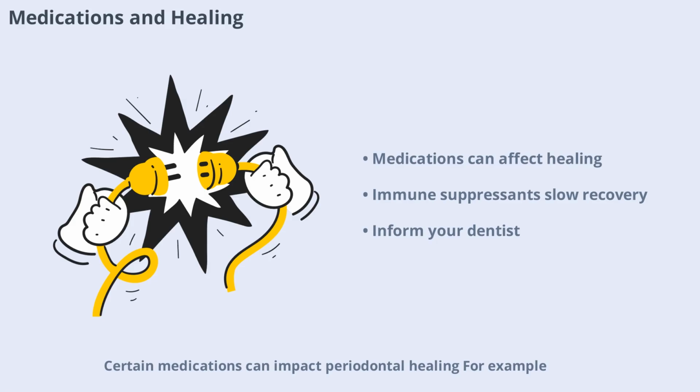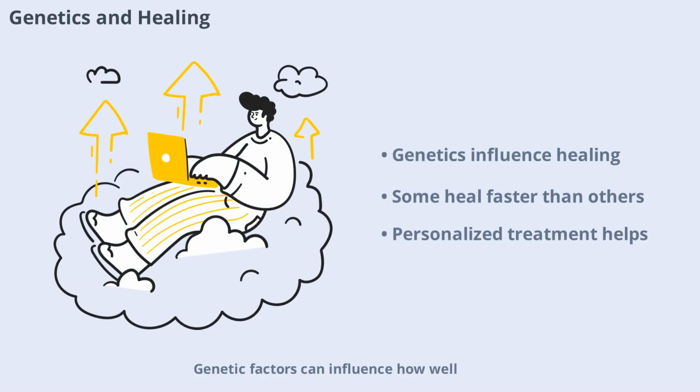Certain medications can impact periodontal healing. For example, drugs that suppress the immune system or affect blood clotting may slow recovery. Always inform your dentist about any medications you are taking. Genetic factors can influence how well a person heals after periodontal therapy. Some individuals may be more prone to inflammation or slower tissue regeneration due to their genetic makeup. Personalized treatment approaches can help address these differences.